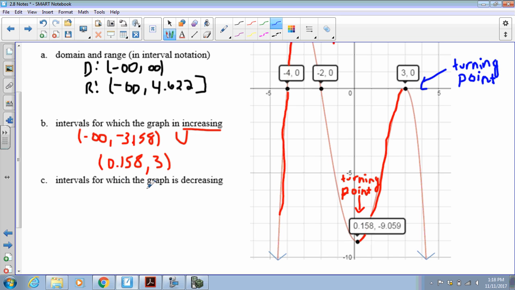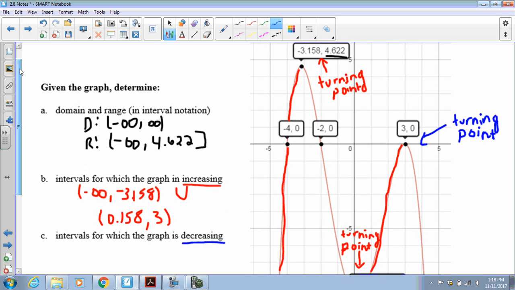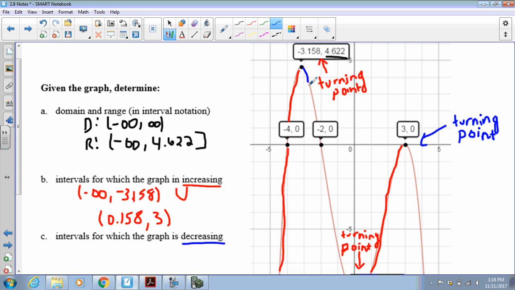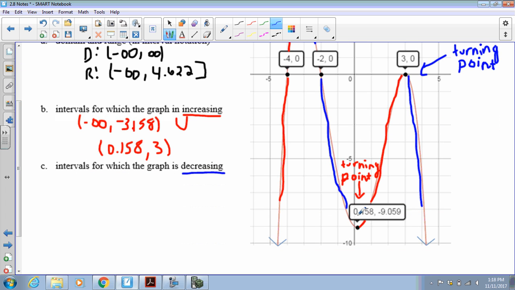So now we find intervals for which the graph is decreasing, so it's going down. So we start up again at negative 3.158, and this right here, it looks like it's decreasing. Now once again we start up at 3, and that looks like it's decreasing as well. So here we have two intervals of which the graph is decreasing. So we start up at negative 3.158, and we stop at 0.158.